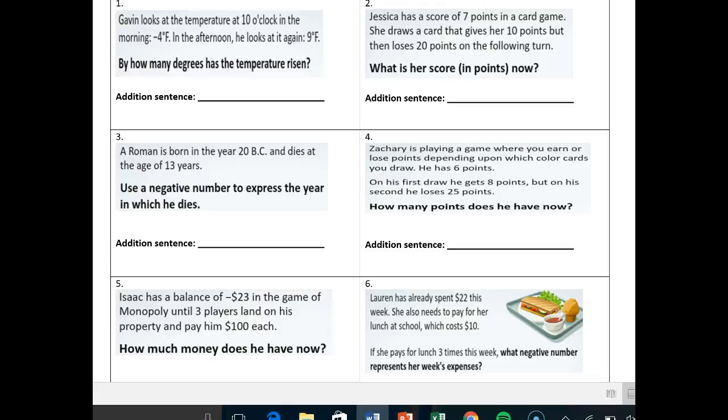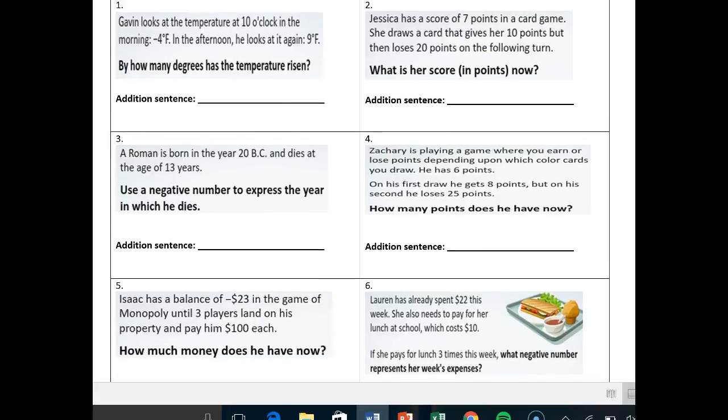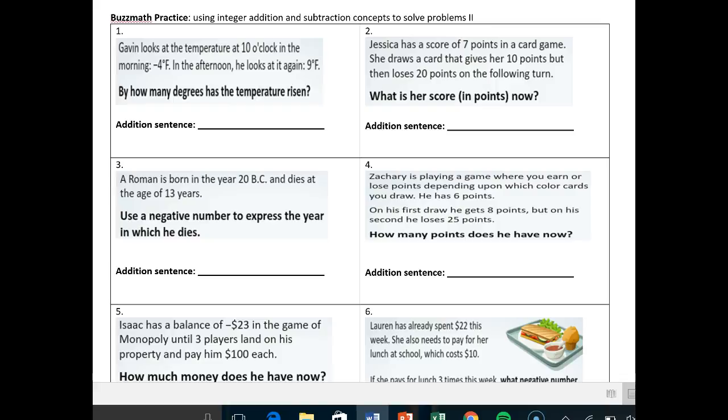Hi guys, so this is part 2 of Notes 2.11, and we're going to focus on some of the BuzzMath problems you may see today. So the level that you're using is using integer addition and subtraction concepts to solve problems. Number 2, number 1 was too easy.